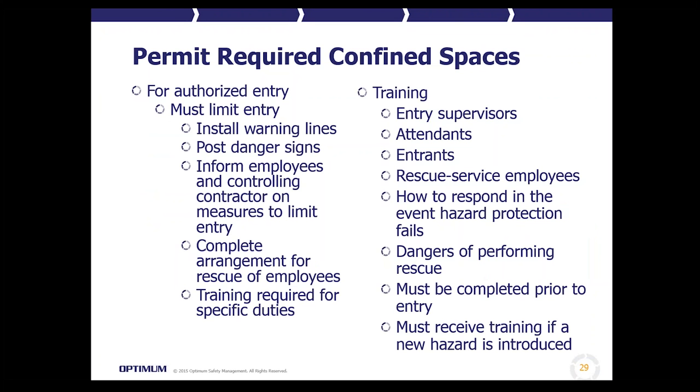We need to make sure we're installing warning lines and danger signs, telling people this is a confined space, it's permit required, stay out. Inform employees and controlling contractors on the measures that you're using to limit entry. What are you going to have in place? Again, pre-job planning, just as for anything else, is critical, so that it's all in place and everybody understands the plan before the job actually starts.